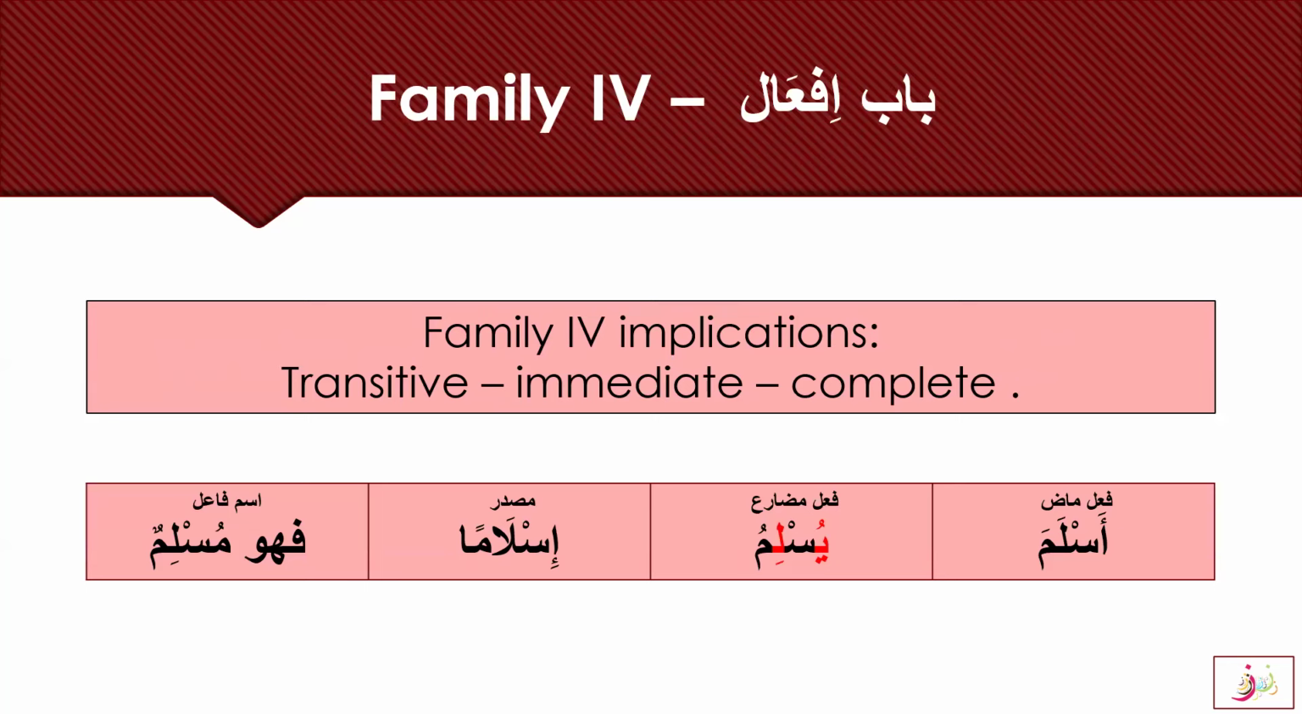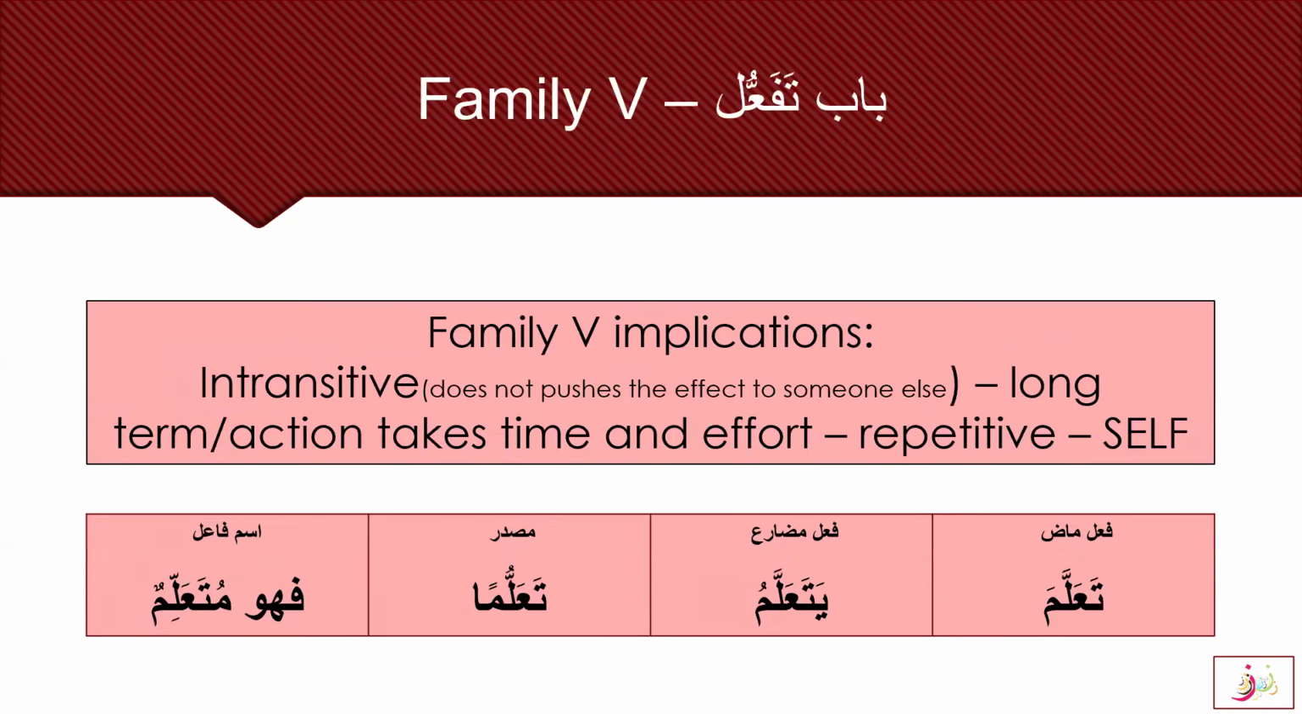Bab Ifal, family 4, the implications are transitive, immediate, complete. Aslama, it is something immediate. All right. So Aslama yuslimu islaman fahuwa muslimun. And the implications are it is transitive, mutaaddi, and it is immediate and it is complete.